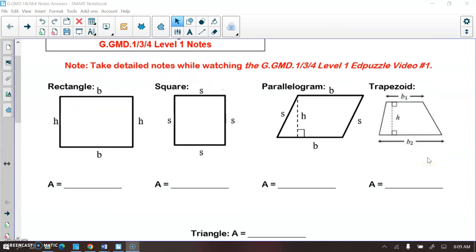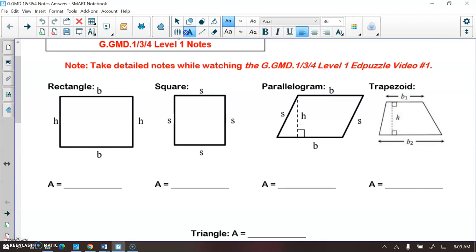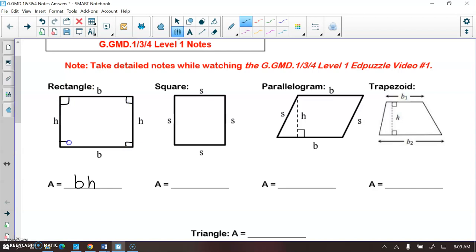Everyone, so today we're going to be talking about the area of simple shapes. The area of a rectangle is going to be the same formula as the area of a parallelogram. So the area is base times height. Now the height is the side that is perpendicular to the base. So if we look at the parallelogram, your height is this length here, because that's the one that's perpendicular to your base. So for the area of a parallelogram, it's also base times height.